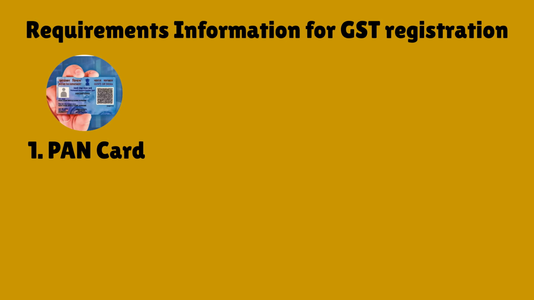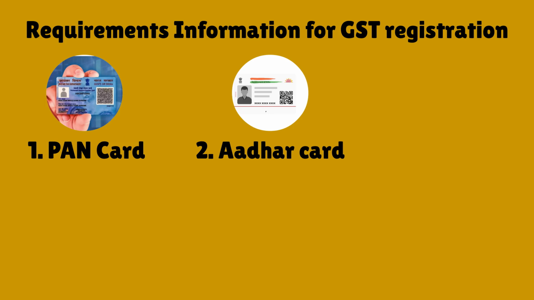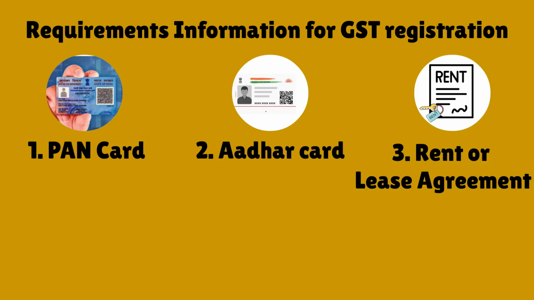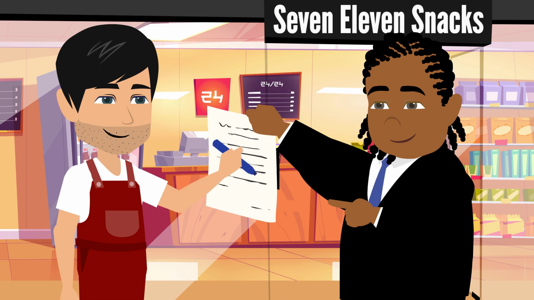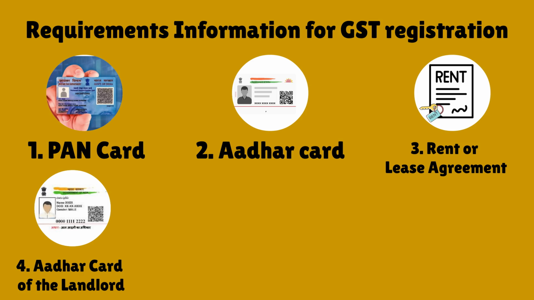PAN card. Your GST number will be linked to your PAN card. Aadhaar card. Required for address verification. Rent or lease agreement. This serves as proof of your business location. Aadhaar card of the landlord. We need this to confirm that you have rented the property for your business operations.